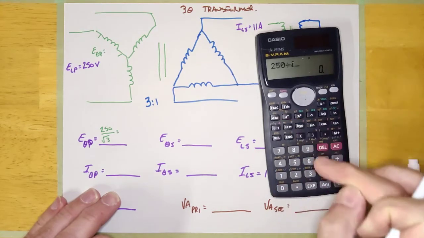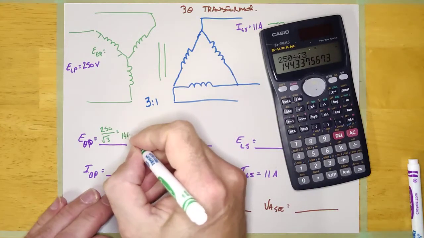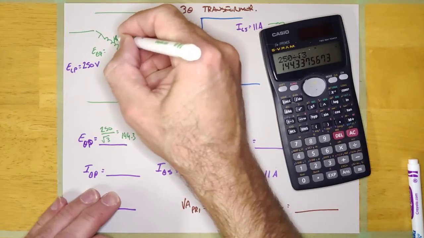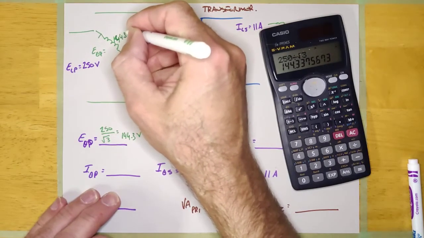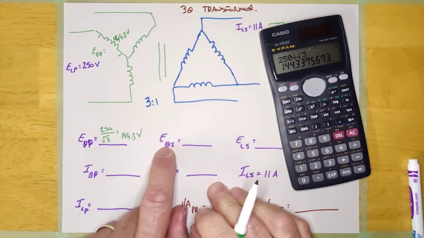250 divided by root 3. All right, so this is 144.3 volts, okay? Now, next thing, E phase secondary.